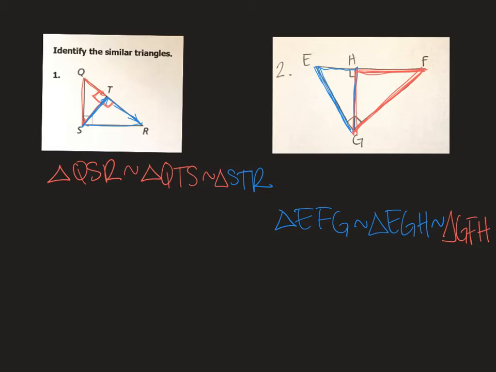So don't panic if yours is not written in the exact same order as mine. As long as your corresponding parts are matched up, that's okay. So if you said FEG, you would just want GEH and FGH. Or GFE would just be HGE and HFG. So the order doesn't matter as long as they're in corresponding order.